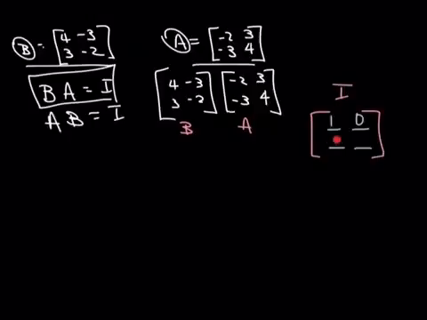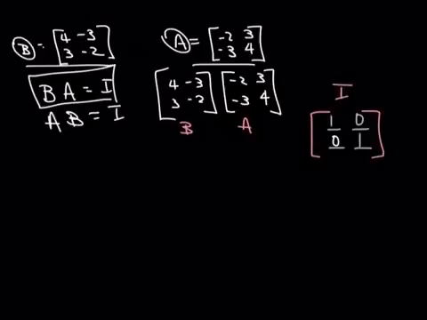This one here, second row, first column. Negative 6 and 6 is 0. And this one here is second row, second column. 3 times 3 is 9. Negative 2 times 4 is negative 8. Gives us a 1. So yes, it works.